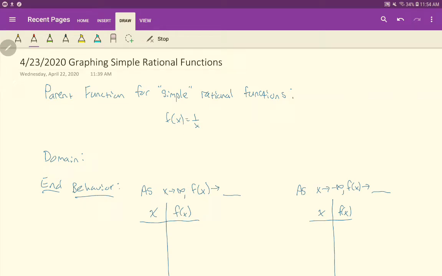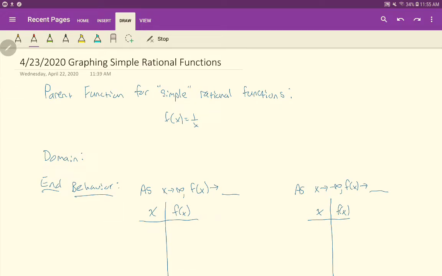Hello everyone. Today we are going to continue our study of rational functions, and today we'll be looking at simple rational functions. And we might actually spend 2 days on this.